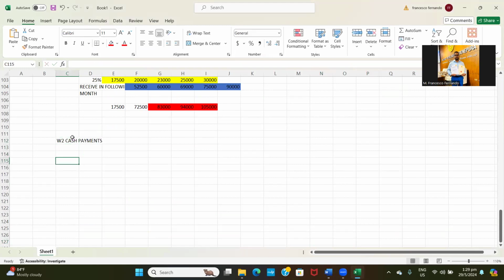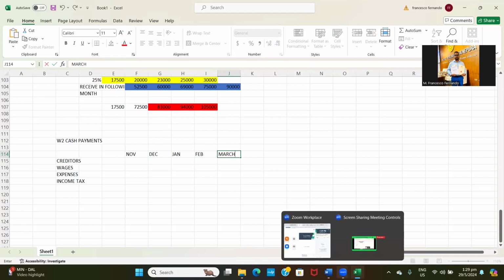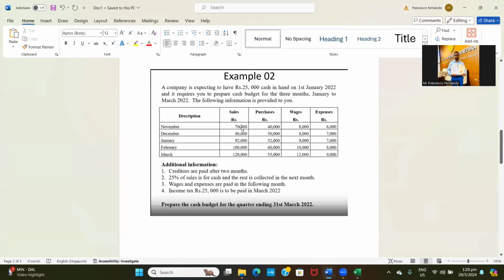So if you take the cash payment, we have creditors payment, wages, expenses, and income tax. So we have this month, November, December, January, February, and March. Now the question says that creditors are paid after 2 months. It means that November creditors are paid after 2 months. So November, how much are the creditors?